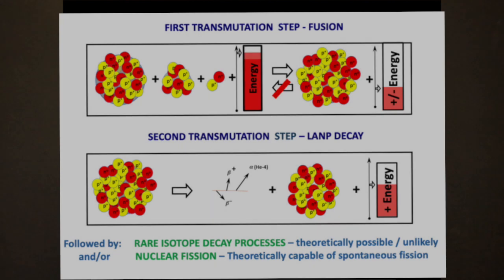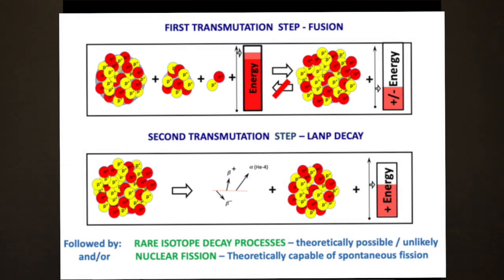Let me tell you a little bit about LANP theory. The process has 2 steps. The first is a fusion step. It occurs when the ignition energy for the first fusion reaction is reached. It can consume or produce heat. The second step is the decay of unstable fusion products into their final stable isotopes. This is the primary source of excess heat.